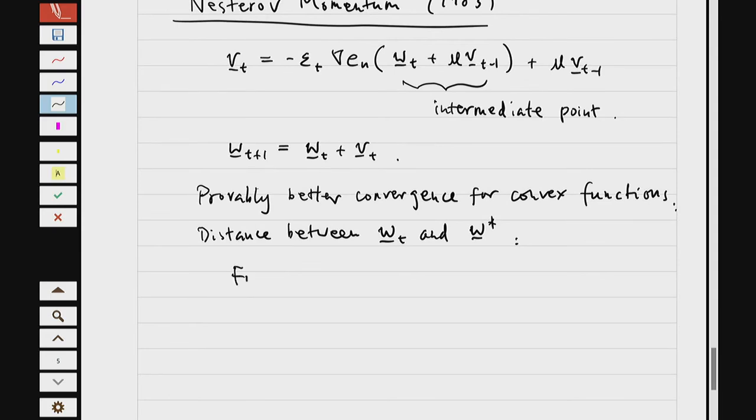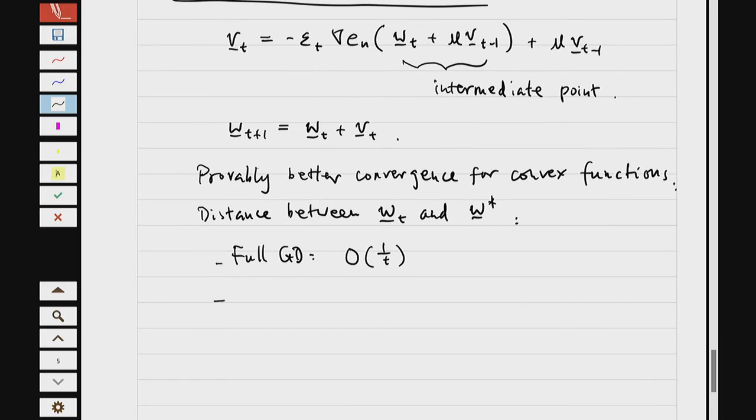Turns out that for regular GD, the distance between these two is big O of 1 over T. Of course, you expect this thing to be decreasing over time, right? As T advances, you get closer and closer to the optimal point. How fast do you get close? Well, that's speed. The distance shrinks inversely proportional to T. That's for regular GD, full GD. But when you have Nesterov momentum, this gets improved to 1 over T squared.